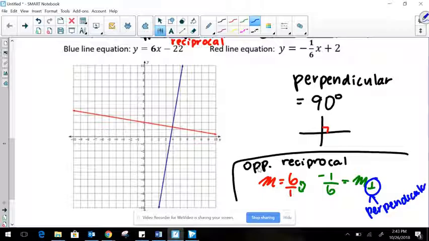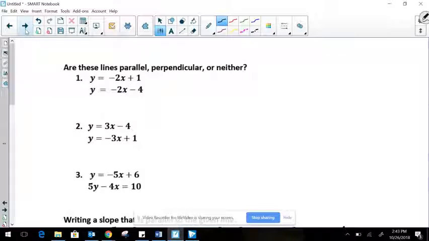Okay, so that was just a practice showing you how to get the opposite reciprocal. You see here the slope is 6. This slope is negative 1/6. That's why these two lines here are forming a 90-degree angle. So that means they're perpendicular. Okay, let's turn to the next page then.